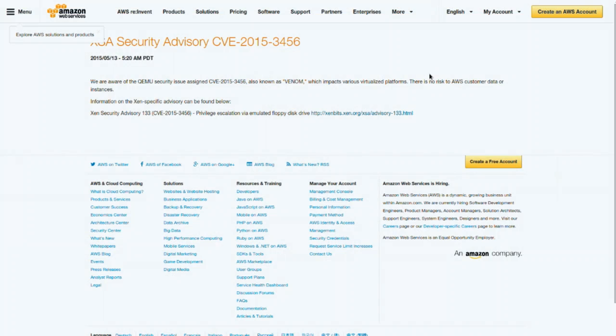This is coming up. So then we have a statement from Amazon where Amazon says that their services are not affected. They say, we are aware of the QEMU security issue assigned CVE 2015-3456. Oh, I just realized that's 3456. Anyway, also known as Venom, which impacts various virtualized platforms. There is no risk to AWS customer data or instances. For information on the Xen advisory, see here. Okay.